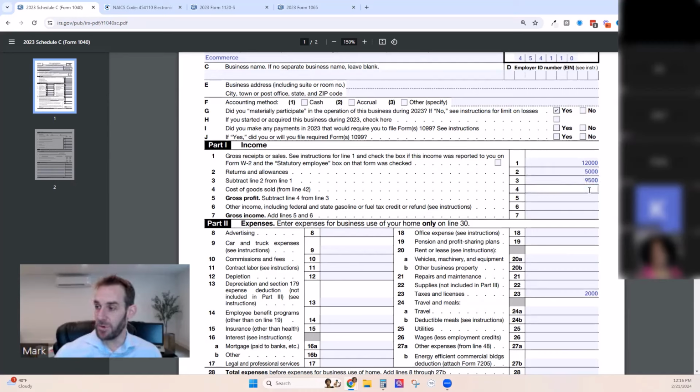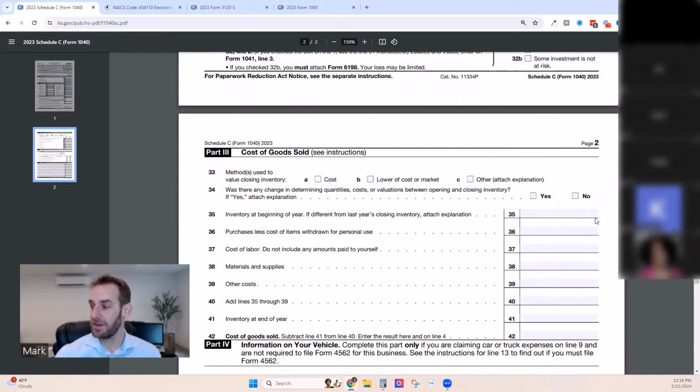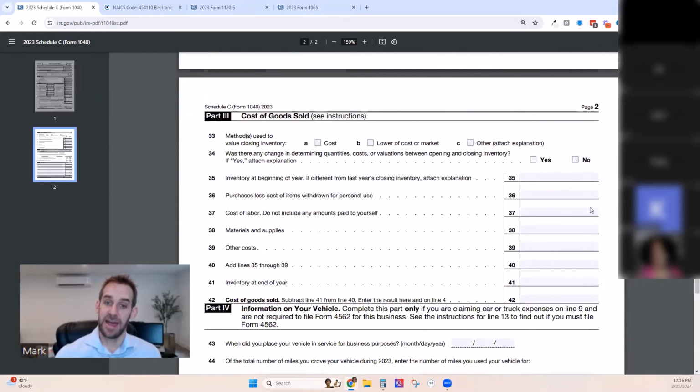Okay, so on line four, you enter your cost of goods sold. And I've got a YouTube video on this that I link in my personal tax preparation instructions because I want people to understand if they're using the accrual method or the cash method. So they want you to fill that out on this part three, page two of the Schedule C. So let's use Daniel's example.